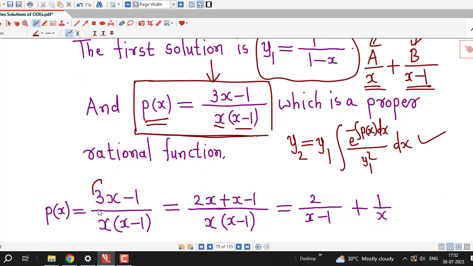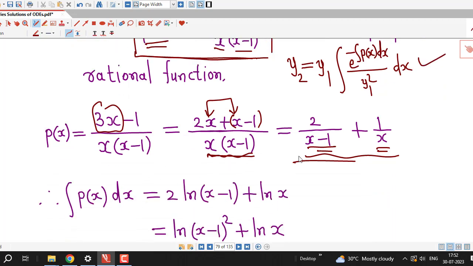We can rewrite this 3x as the addition of 2x and x, and then if I divide 2x by this quantity, x cancels and I have 2 over x minus 1. And if I divide x minus 1 by this quantity, x minus 1 gets cancelled and I have 1 by x. Now these two functions are easy to integrate. Integral of P(x) equals the integral of this quantity plus the integral of this. Two is constant, the integral of 1 over x minus 1 is log of (x minus 1), and the integral of 1 by x is log x.